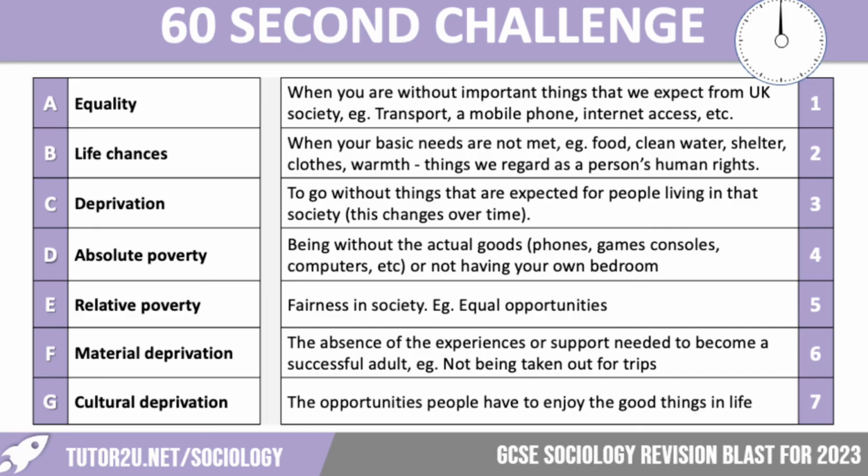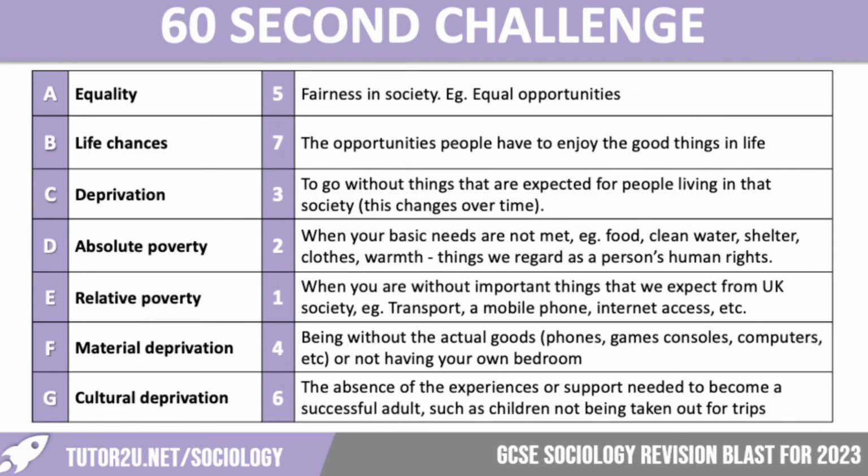Okay, let's check these answers. So we have A5, equality, so the idea of fairness in society, for example, equal opportunities. B7 is life chances, the opportunities people have to enjoy the good things in life. C3 is deprivation, to go without things that are expected for people living in that society, but that obviously will change over time. D2 is absolute poverty, when your basic needs are not met.